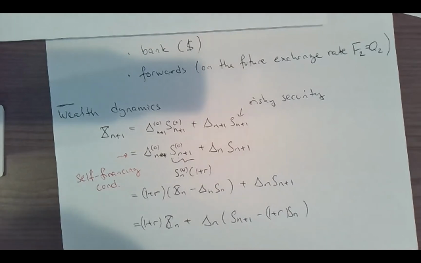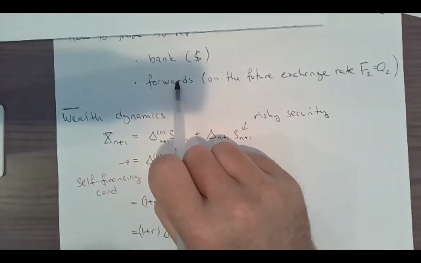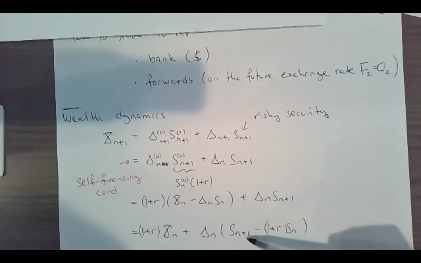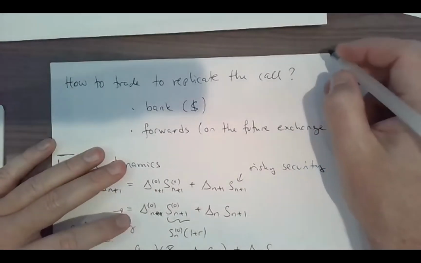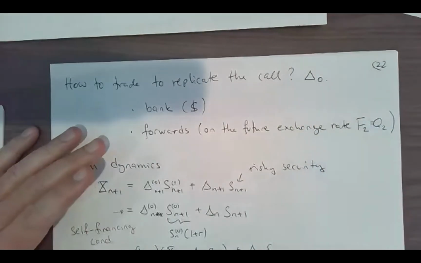So what we're going to be applying this to is the case where we can trade in forwards. We trade in forwards on this future exchange rate. So this is going to be my Sn. And here in particular, we're interested in the initial position. This is my delta 0.